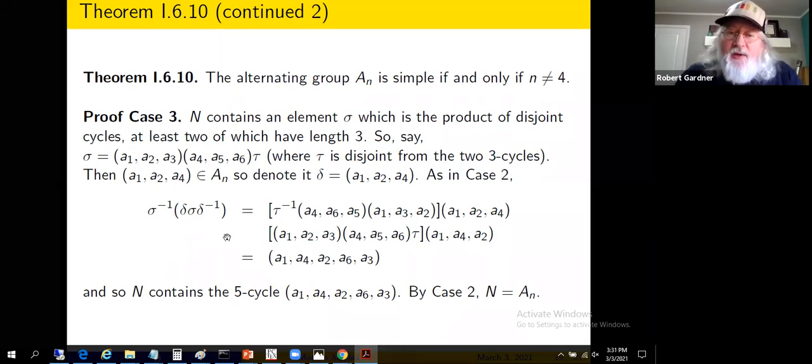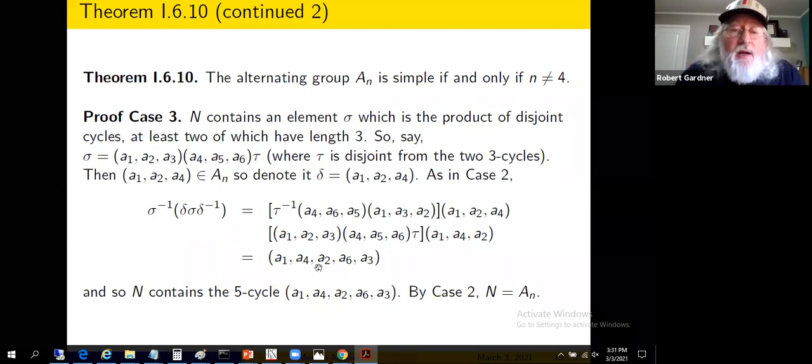It's the same argument. The tau inverse and the tau cancel. We substitute it in. Normality was used, and all of this is based on the fact that capital N is normal. The normality was used in establishing that this thing here is an N. So N contains this element. That's the details in case 2 that we've glossed over here.